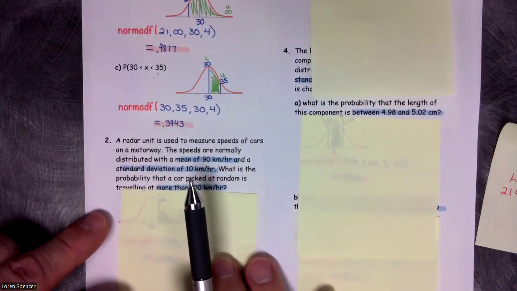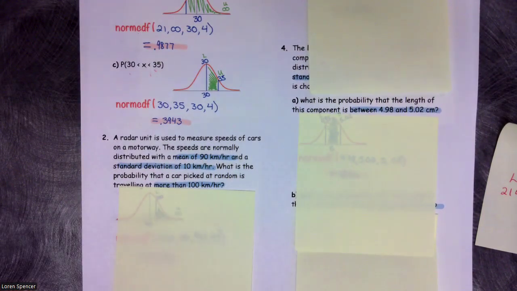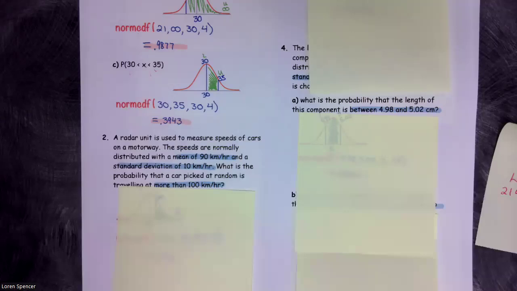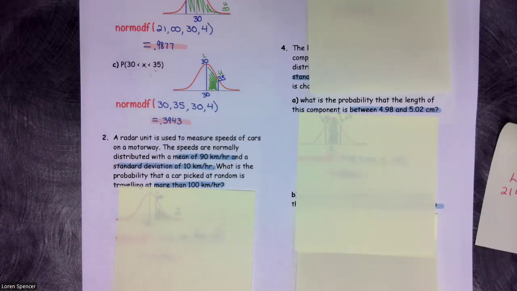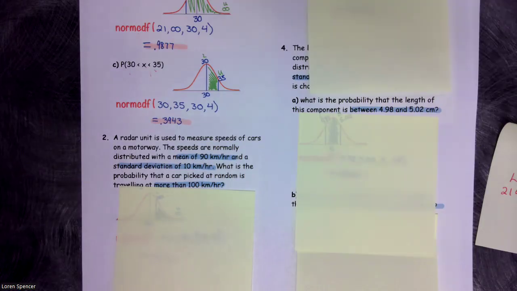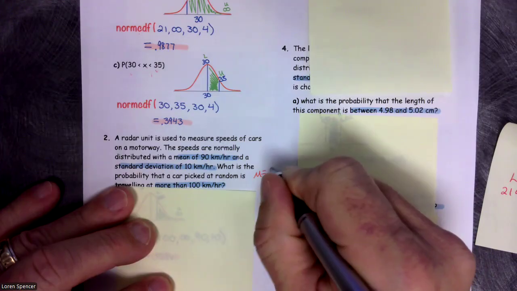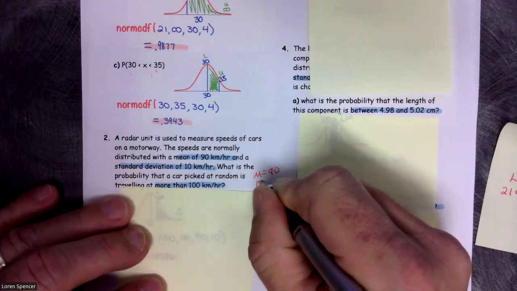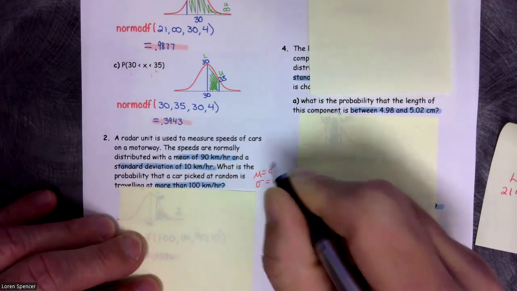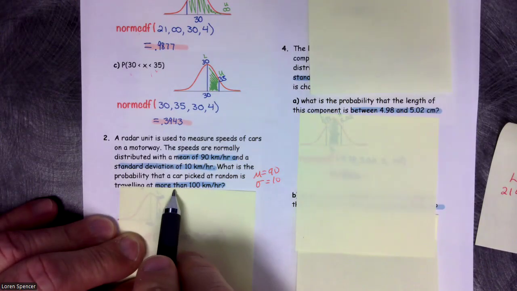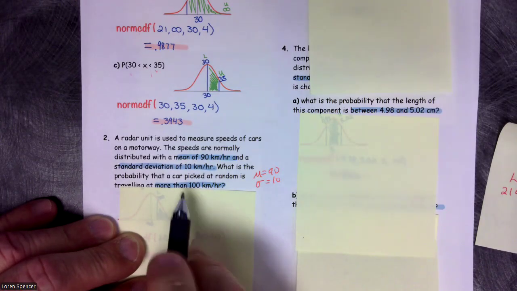Okay, number 2. A radar unit is used to measure the speed of cars on a motorway. The speeds are normally distributed with a mean of 90 and a standard deviation of 10. Now, that's my important information. I need to write that down. So I have a mean equal to 90 and a standard deviation equal to 10. What's the probability it's driving more than 100?